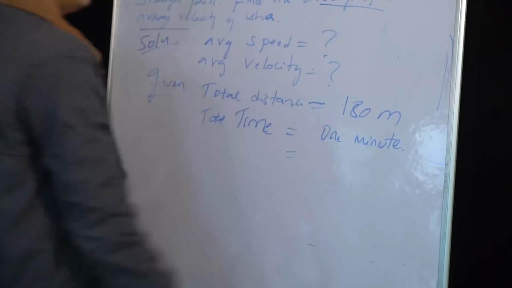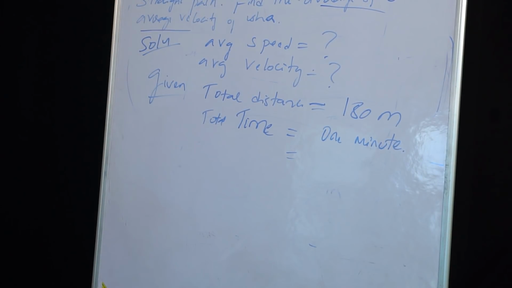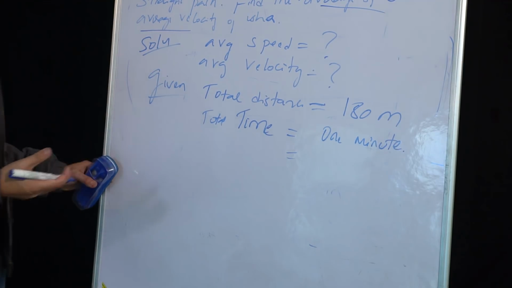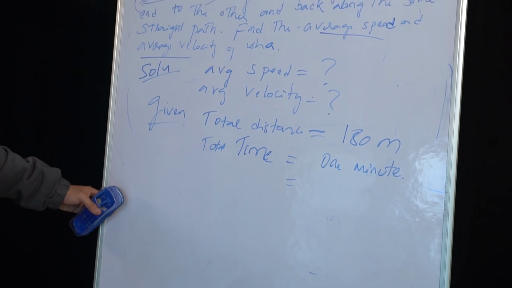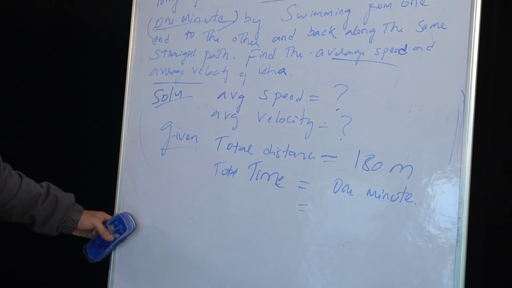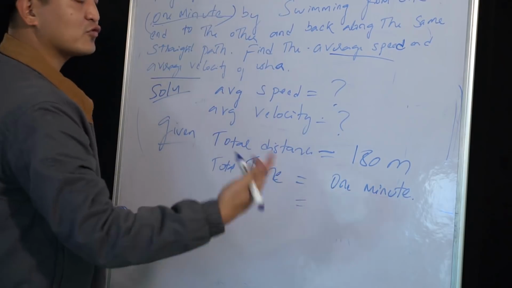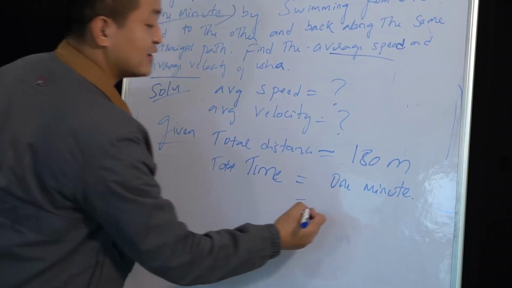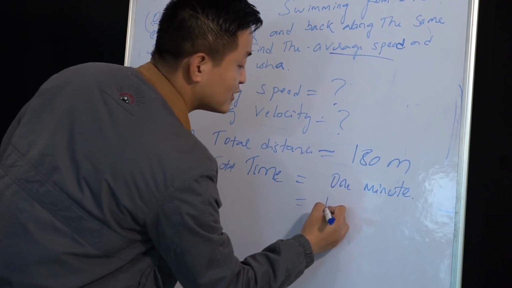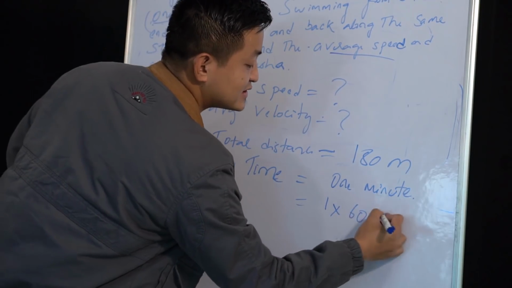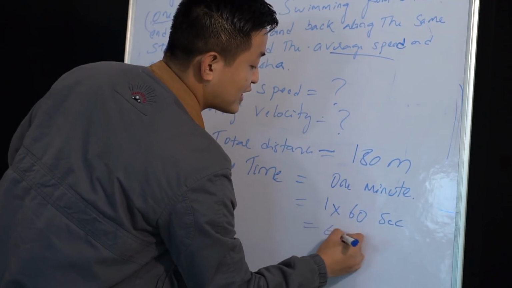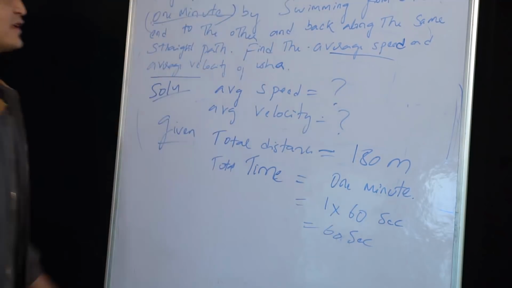Now remember, since they have given the time in minutes, one important thing before we go into the main formula is that we have to convert it into seconds. So this 1 minute we have to convert into seconds. Here 1 minute is 1 into 60 seconds. Now I have converted this into seconds.